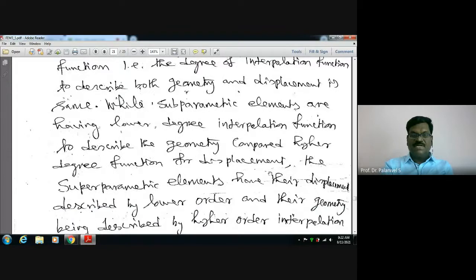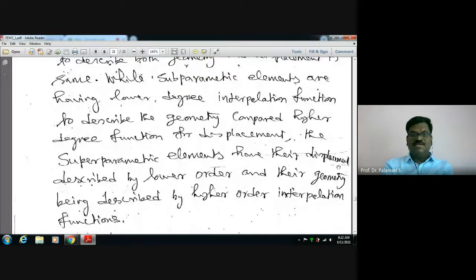The superparametric elements have their displacement described by lower order and their geometry described by higher order interpolation function. If a higher order interpolation function is used to represent geometry, we call it a superparametric element. If the same degree of shape function or interpolation function is used to represent the displacement and geometrical variation, we call it an isoparametric element.